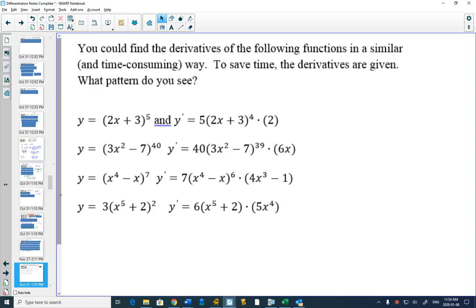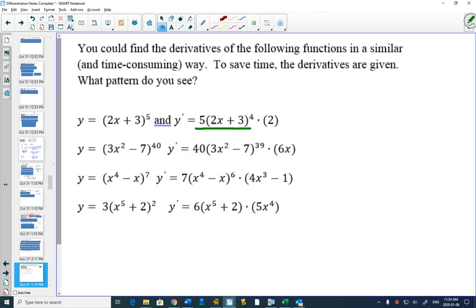Are you okay with this as me saying this is what we kind of wanted? Just bring the 5 out in front, subtract 1 from the exponent. But in this case, we have an extra 2 that isn't explained yet. The next one, yes, I wanted that 40 to come out in front. I expanded this, got all 41 terms, did the derivative, factored it beautifully, and I got this, but I have an extra 6x.